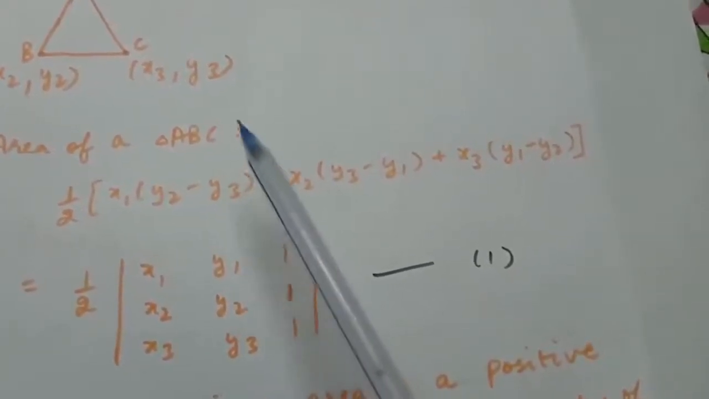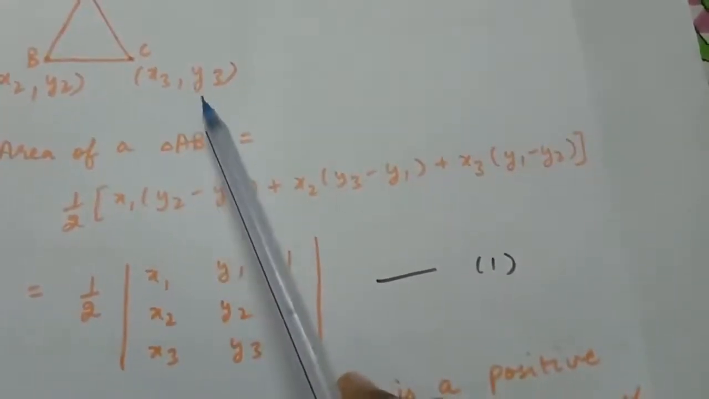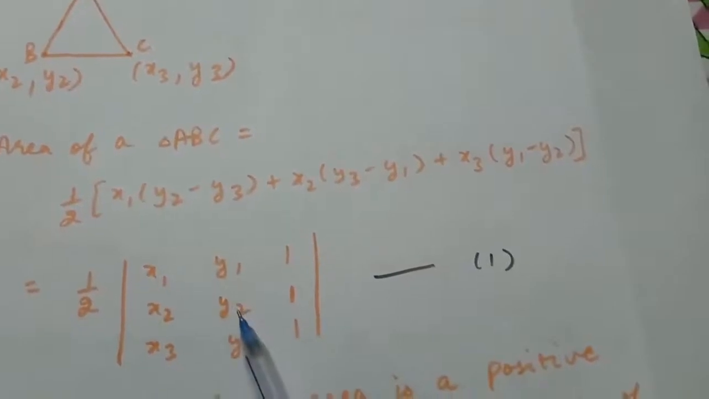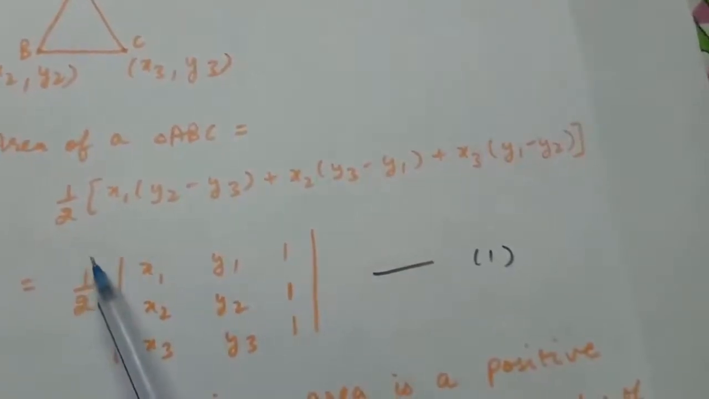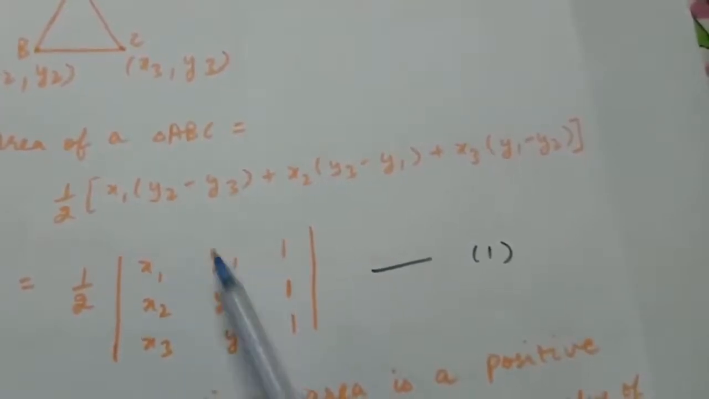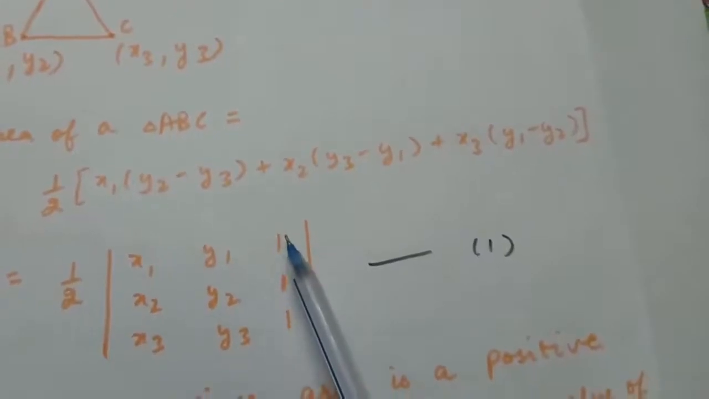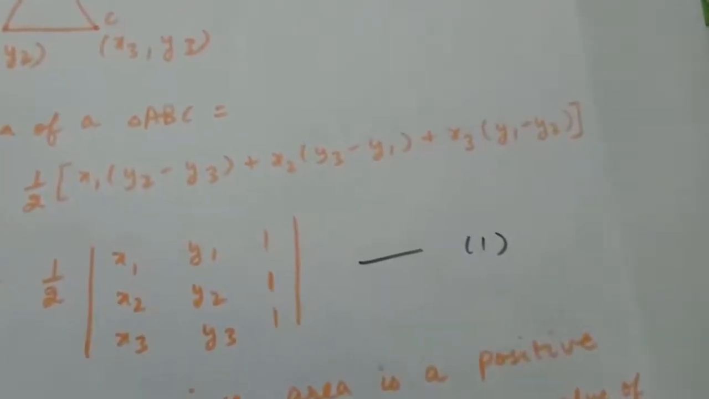When you solve this determinant, you will get this value, which is the area of the triangle ABC. So if you are given a triangle with these vertices and want to find the area by the determinant, you can calculate it as half into the determinant x1 y1, x2 y2, x3 y3, and here the third column will be 1 1 1, right?